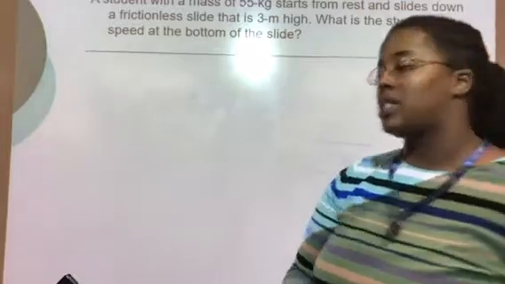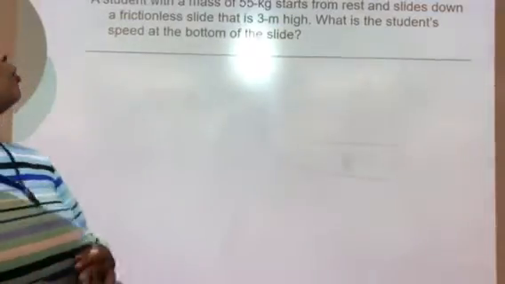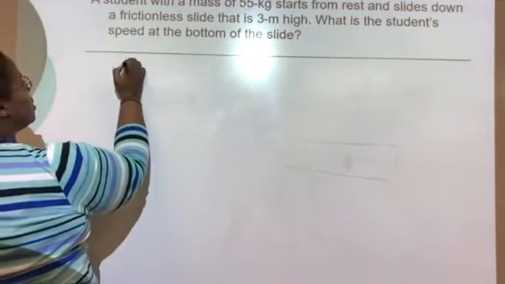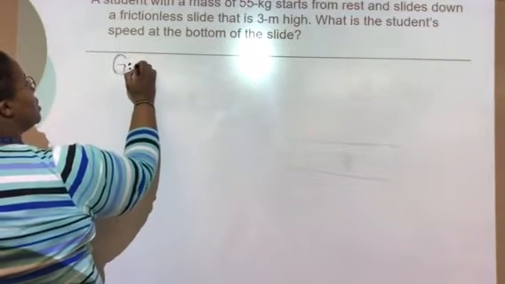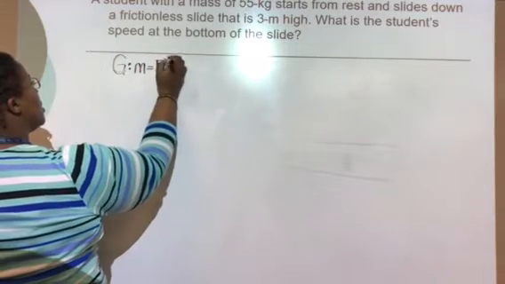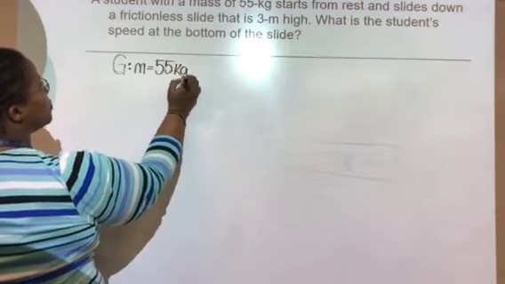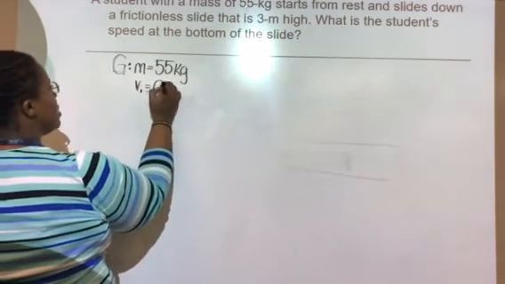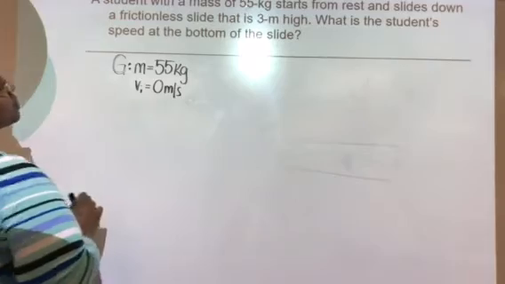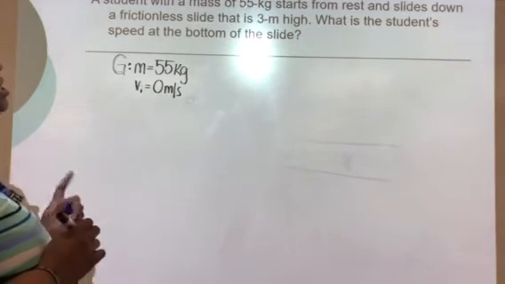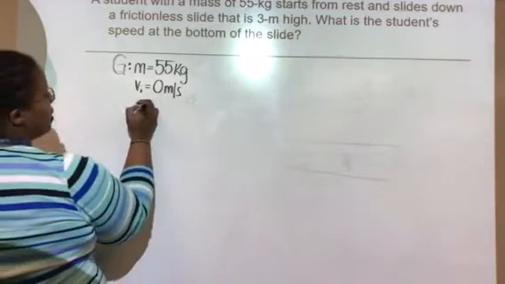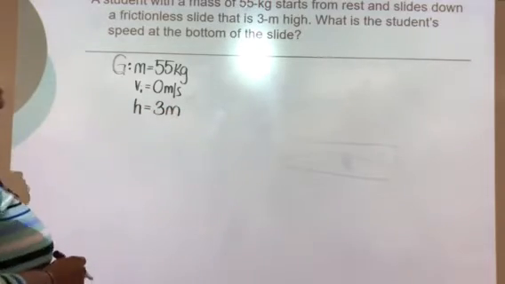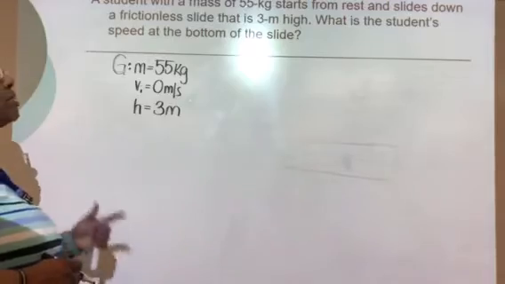So let's set up our GUESS method. We have a student with a mass of 55 kilograms. Starts from rest, so that's your initial velocity, and slides down a frictionless slide that is 3 meters high. What is the student's speed at the bottom of the slide?